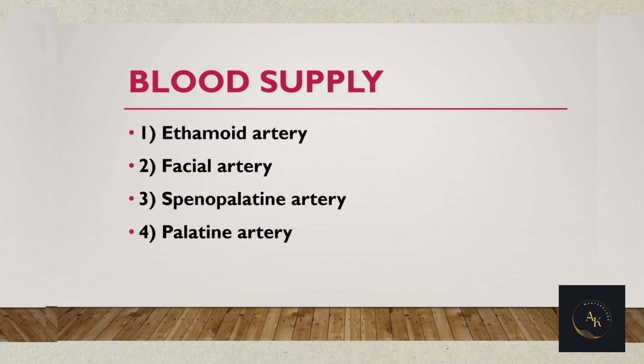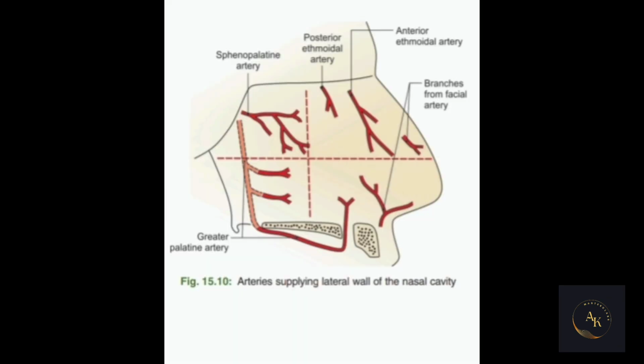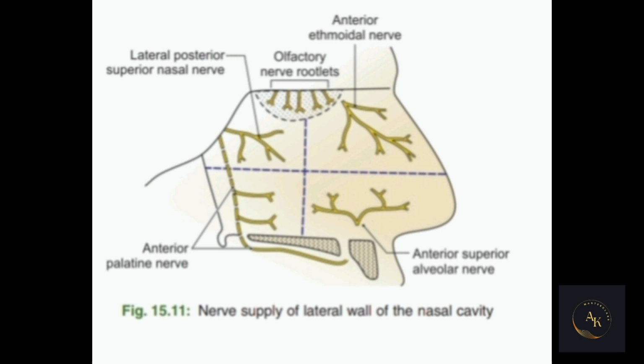Blood supply. Blood is supplied to nasal cavity by ethmoid artery, facial artery, sphenopalatine artery, and palatine artery. Nerve supply. Nerve supply to nasal cavity is general sensory through the branches of trigeminal nerve, and special sensory through the branches of olfactory nerve. Arteries supplying lateral wall of cavity is shown in the figure. Nerve supply of lateral wall of nasal cavity.